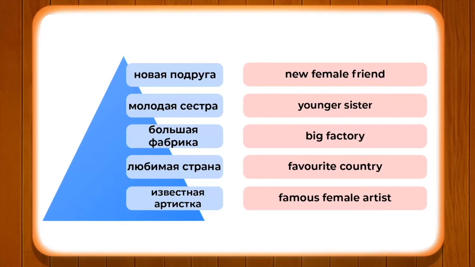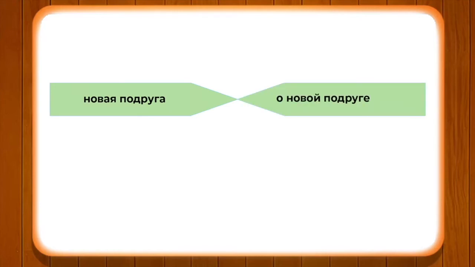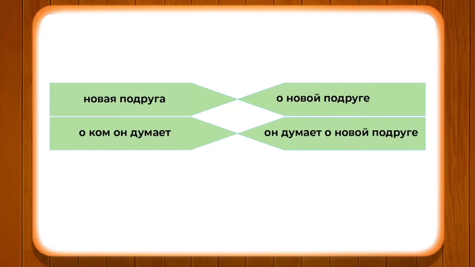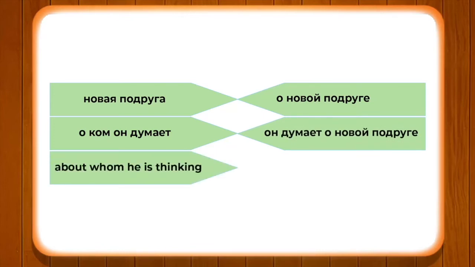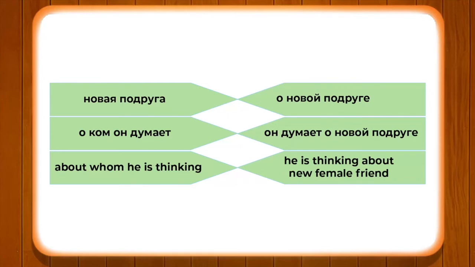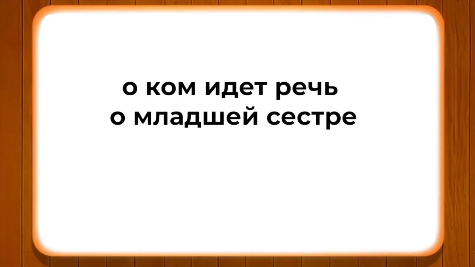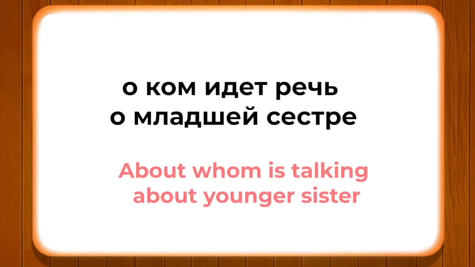All right. So, let us change now from кто to о ком, from animate to animate, but from nominative to prepositional. Новая подруга, о новой подруге. О ком он думает? Он думает о новой подруге. About whom he is thinking? He is thinking about new female friend. О ком он рассказывает? Он рассказывает о молодой сестре.